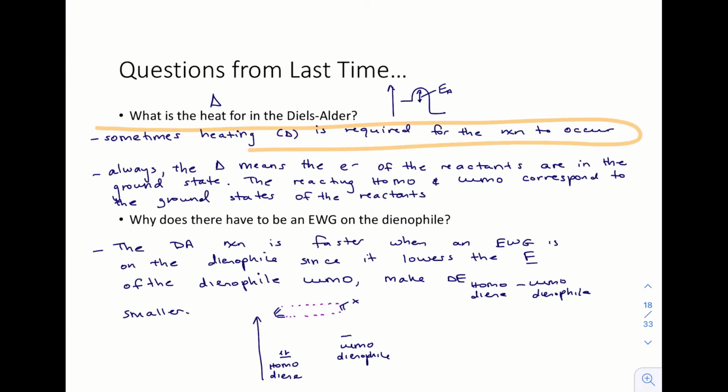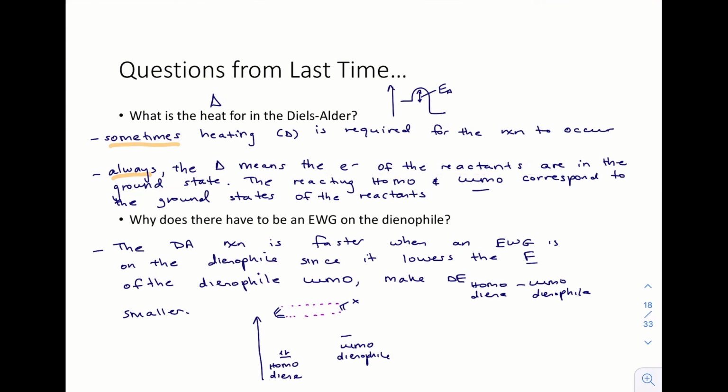Although sometimes heat, so heating to a temperature that you associate with being hot, so above room temperature, is required to overcome the activation barrier of the Diels-Alder reaction. So definitely delta sometimes just literally means heat. You have to heat the reaction. However, it always means that the electrons in the reactants are in the ground state. So the reacting HOMO and LUMO for the reactants correspond to the ground state.